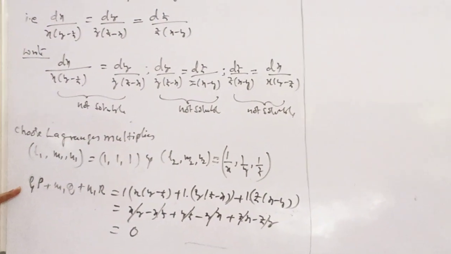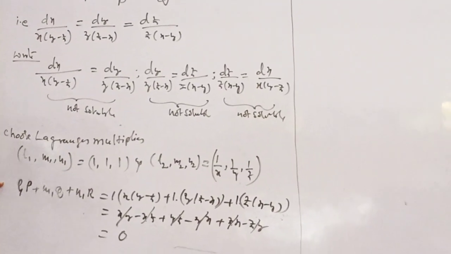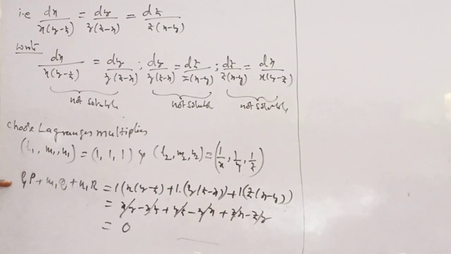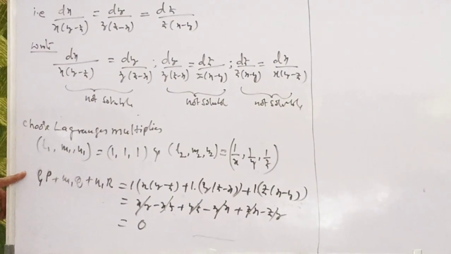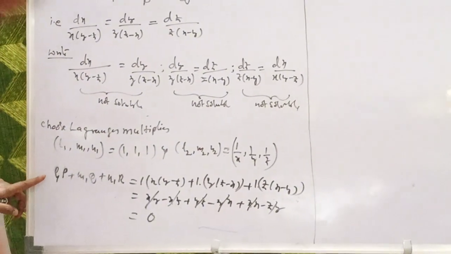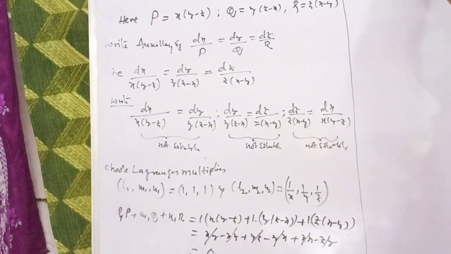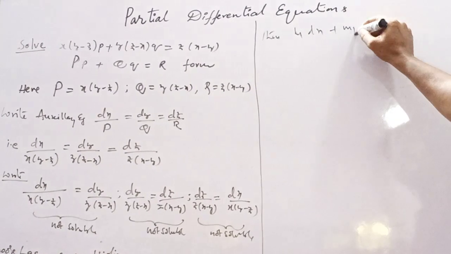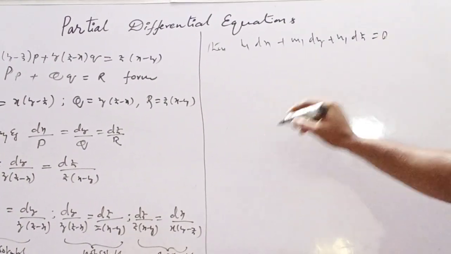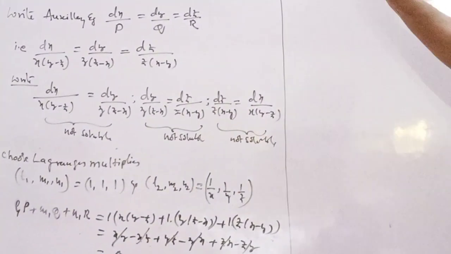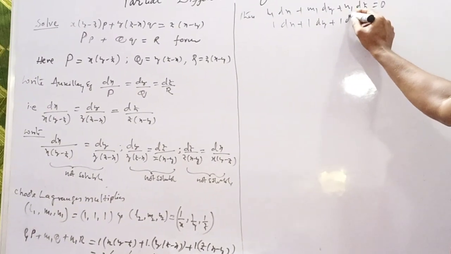So lP plus mQ plus nR equal to 0. This is the node condition. Already we discussed in the explanation, that is the node condition. So when lP plus mQ plus nR equal to 0, then l dx plus m dy plus n dz equal to 0. Then l1 dx, m1 dy, n1 dz equal to 0. What is l1, m1, n1? 1, 1, 1. So 1 dx, 1 dy, 1 dz equal to 0.